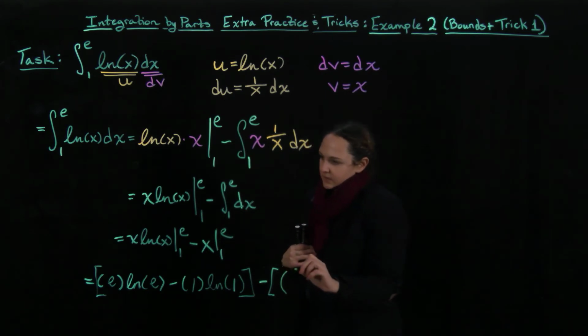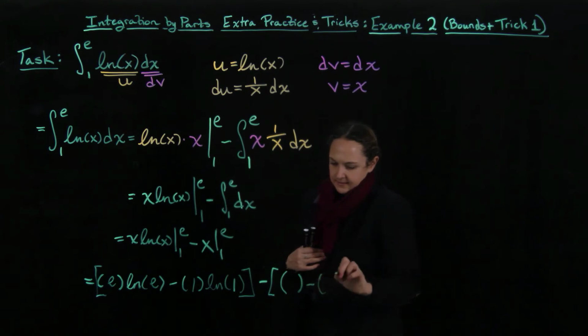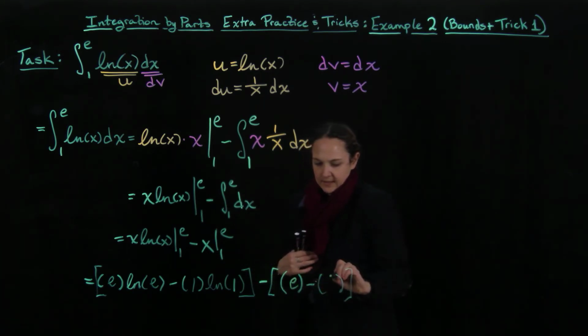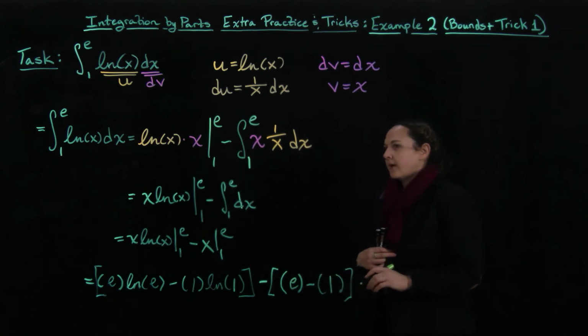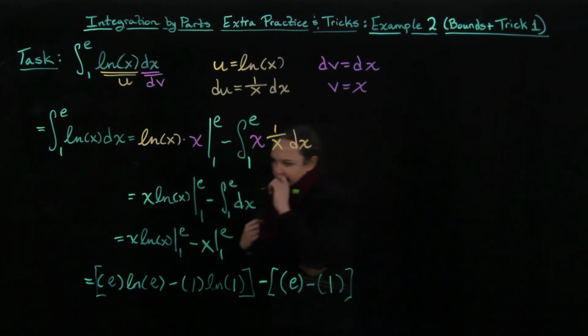So I'm going to go for this one. And this is going to be like this minus this. Again, we do upper and then lower. So we go e and then 1.